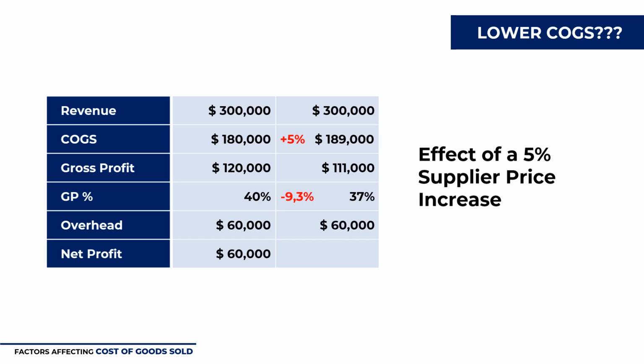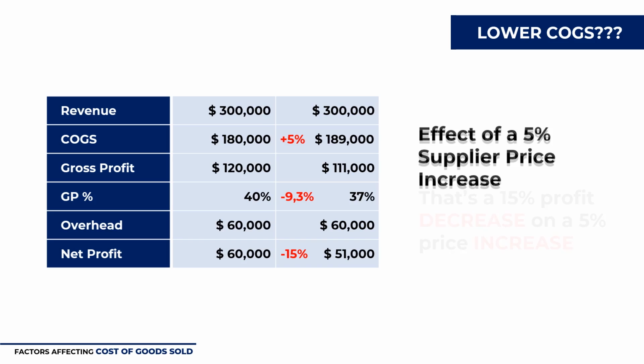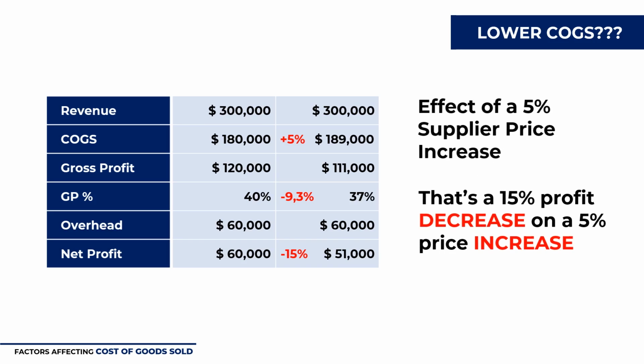Our overhead doesn't change, it remains at $60,000, but our net profit drops from $60,000 to $51,000, a jaw-dropping 15% decrease. That measly 5% supplier increase has impacted our company's bottom line by 15%. This demonstrates perfectly the major impact small cost increases can have on the profits of small business owners. So the question is, how well do you monitor your supplier invoices? You may not notice 2%, 3%, maybe 5% increases, but as you can see, they can have a dramatic impact on the profitability of your business.